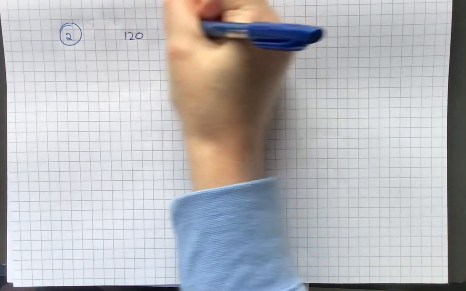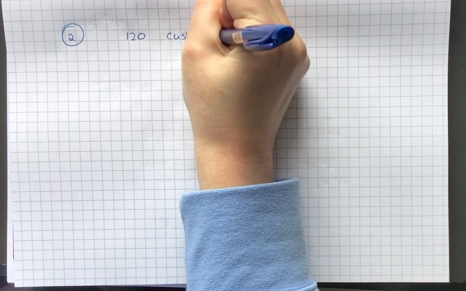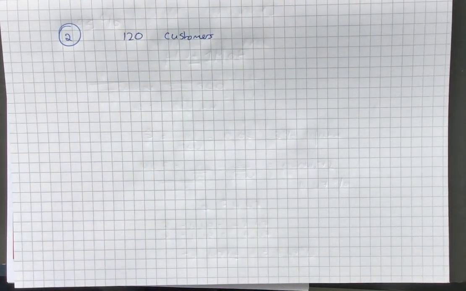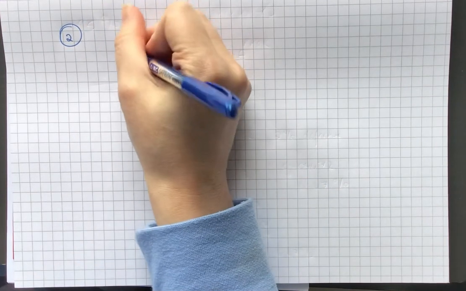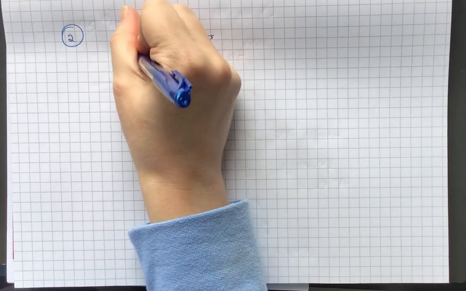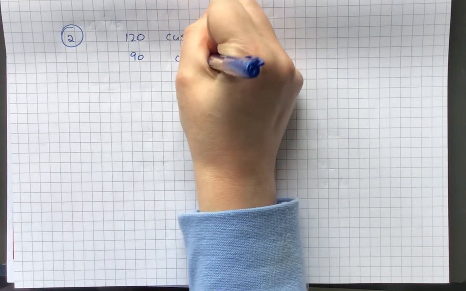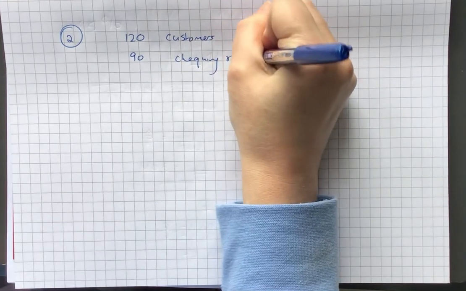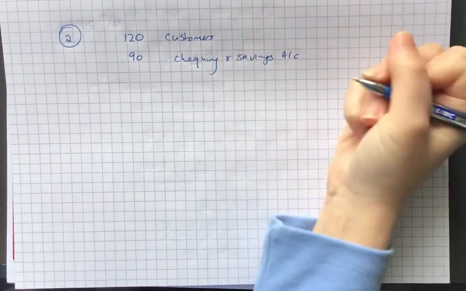Okay, so first of all, there were 120 customers, which is the size of their sample. And they found that 90 of them have checking and savings. So that's basically 90 out of the 120 who have a checking and savings account. Quickly write that down.